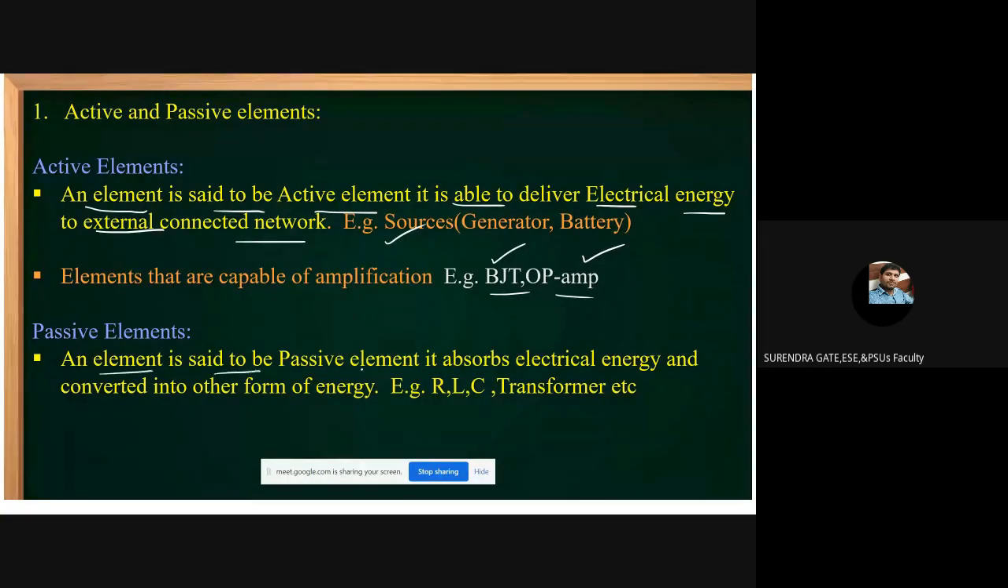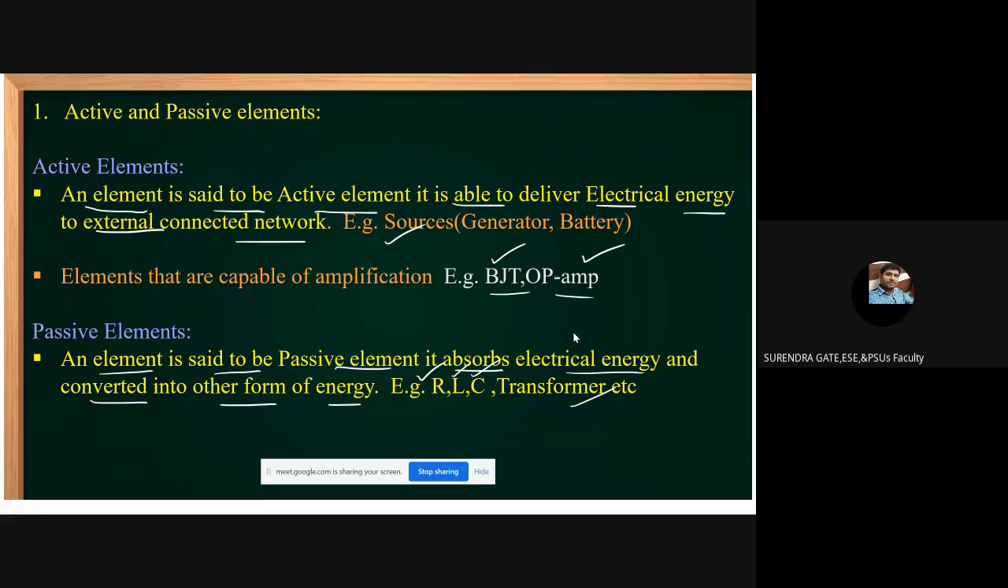An element is said to be a passive element if it absorbs electrical energy and converts it into another form of energy. The examples of passive elements are resistor, inductor, capacitor, transformer, etc. All these elements are passive elements, students.